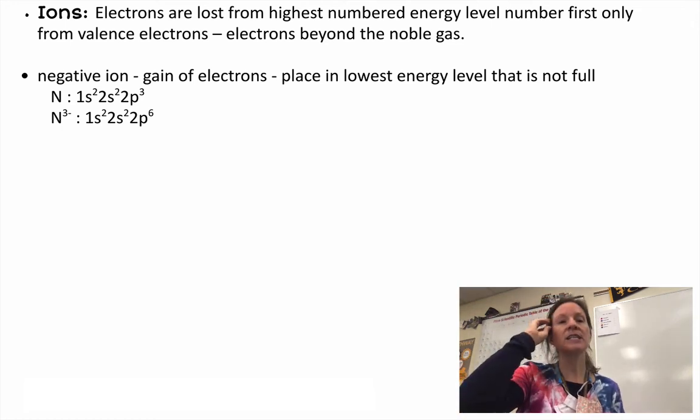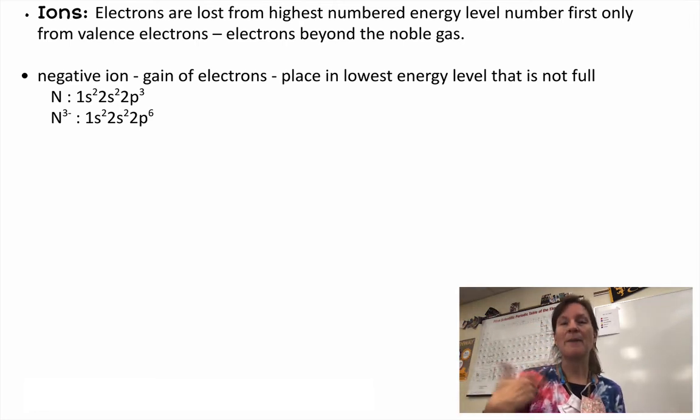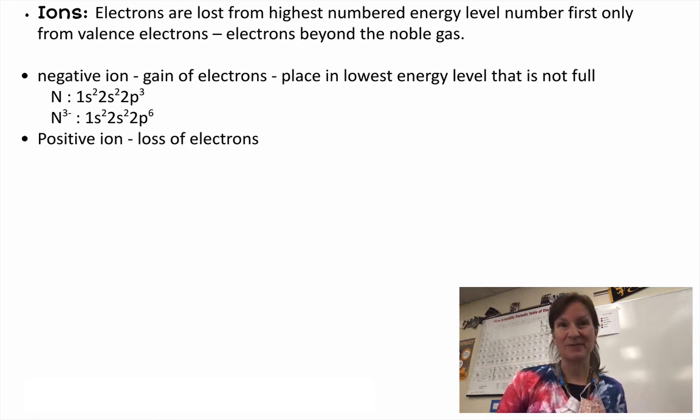Now, harder is losing electrons. If I'm becoming a positive ion and I'm losing electrons, you don't necessarily lose electrons in the order that you filled them. You always lose them by energy level number order. I'm going to show you an example, otherwise it won't make sense.